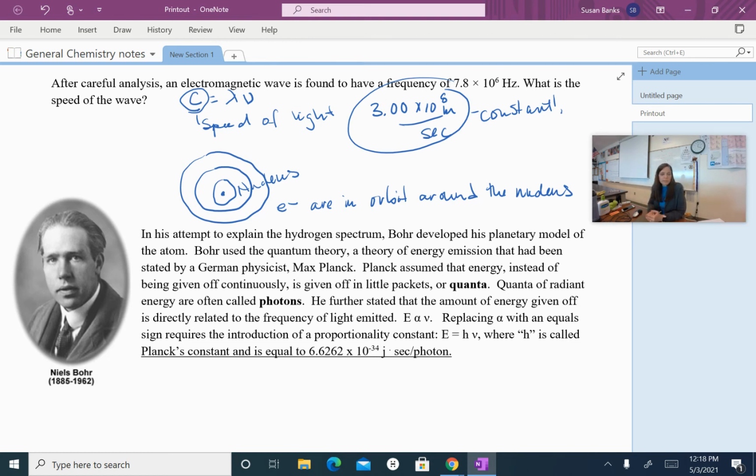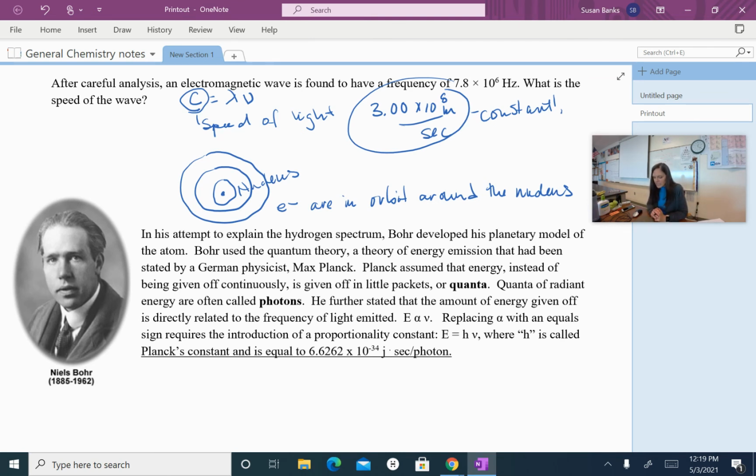Bohr used quantum theory, a theory of energy emission that had been stated by a German physicist, Max Planck. Planck assumed that energy, instead of being given off continuously, was given off in little packets or quanta, energy chunks, for lack of a better word. Quanta of energy are called photons, and we use photons all the time. That's how we see. Photons come into our eyes and allow us to see.